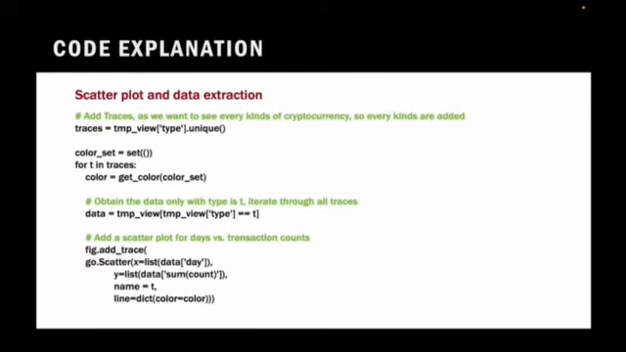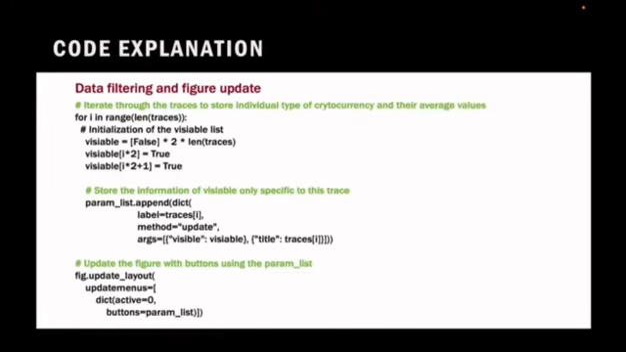So each type of the cryptocurrency is added into a list of the traces. Data associated with each type of the coins is extracted by iterations and mapped into a scatter graph. This section of code explains the data filtering and a figure update.